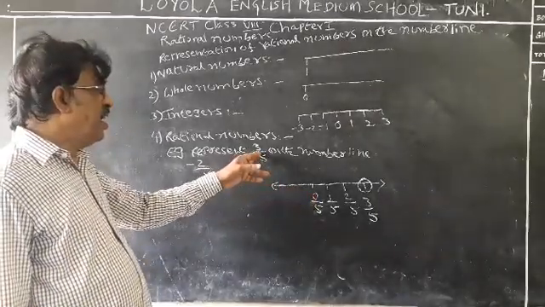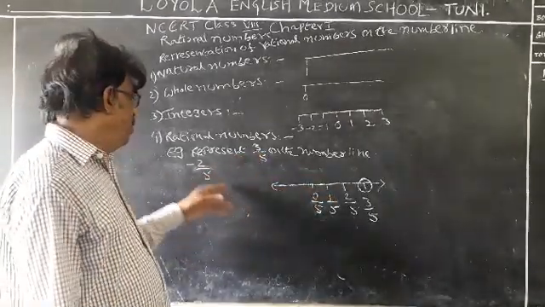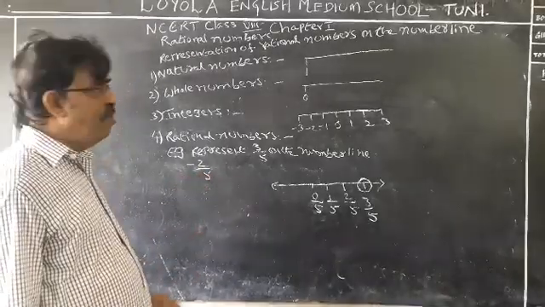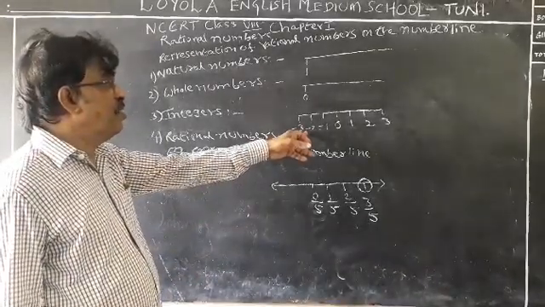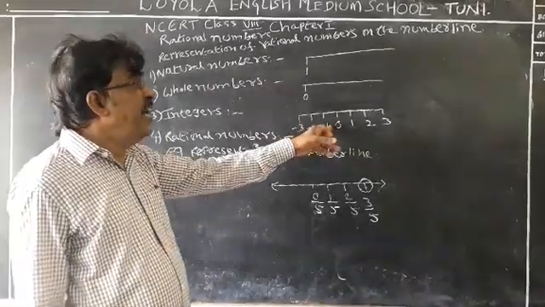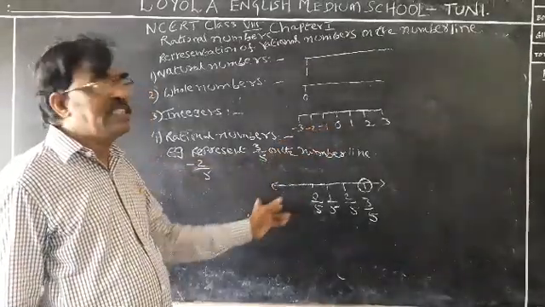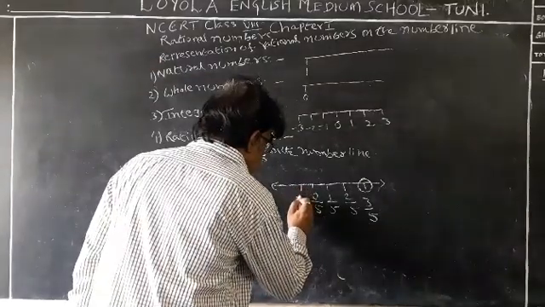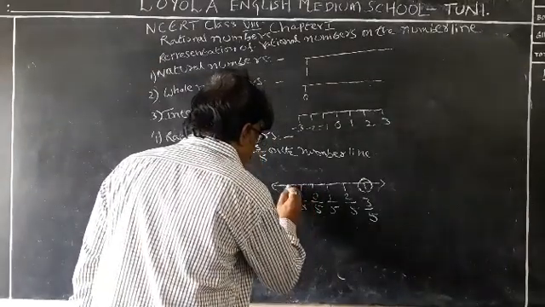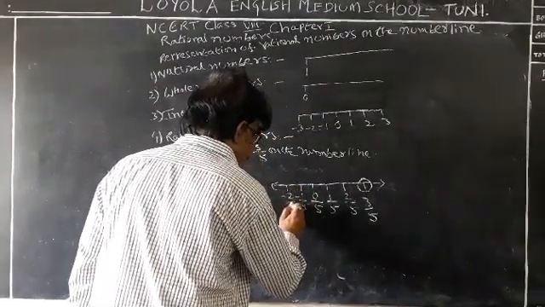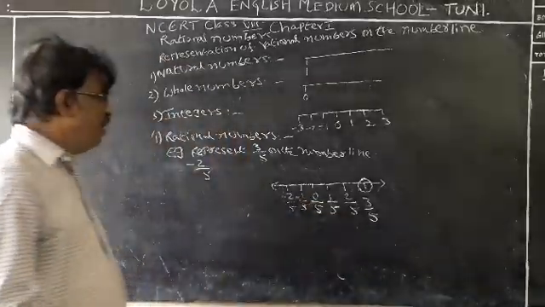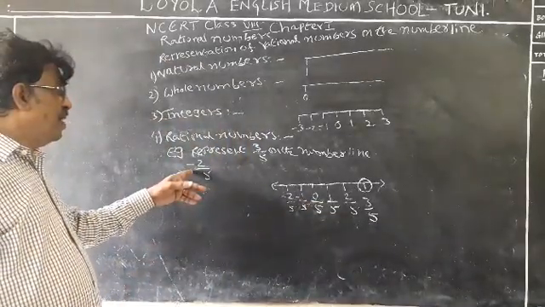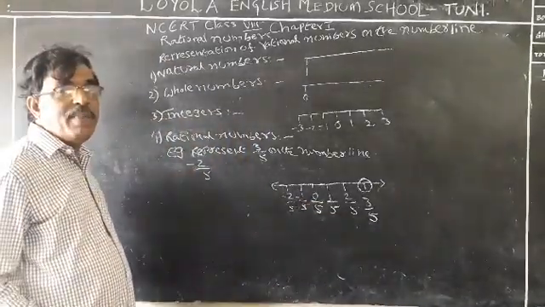Here, first we have taken the positive number 3 by 5. Second is minus 2 by 5. Already, with respect to integers, negative numbers lie on the left side of 0. Hence, we can write here, this is minus 1 by 5, this is minus 2 by 5, minus 3 by 5, etc. We want to represent minus 2 by 5 on the number line.